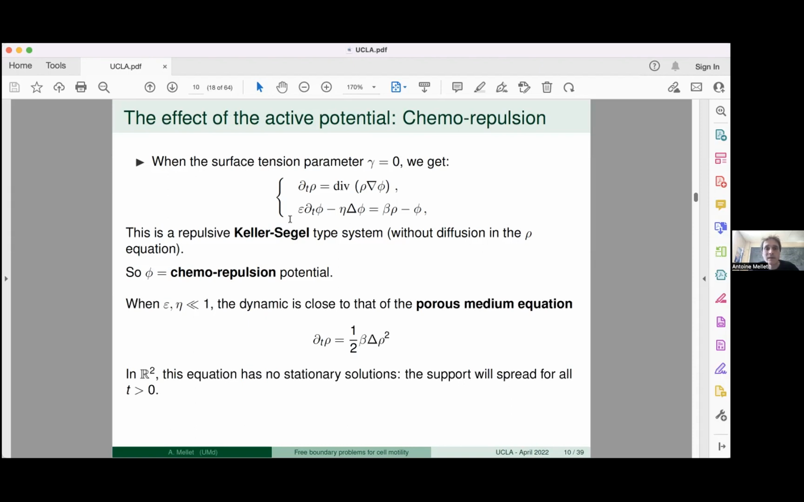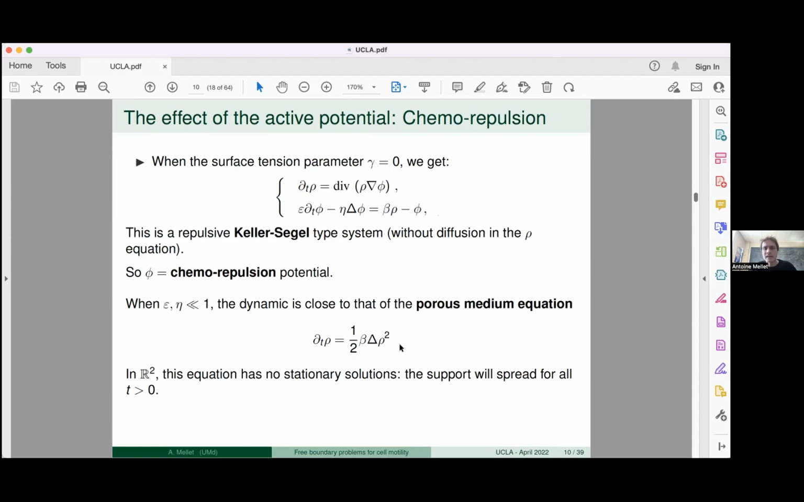In particular, if you take some limit here and remove the diffusion part, so that epsilon and eta are very small, then you end up with rho very close to phi. What you find is that this is basically a porous media type equation, and for this equation there is no stationary solution, regardless of your initial data. The support of the solution will always spread and never converge to anything stationary.